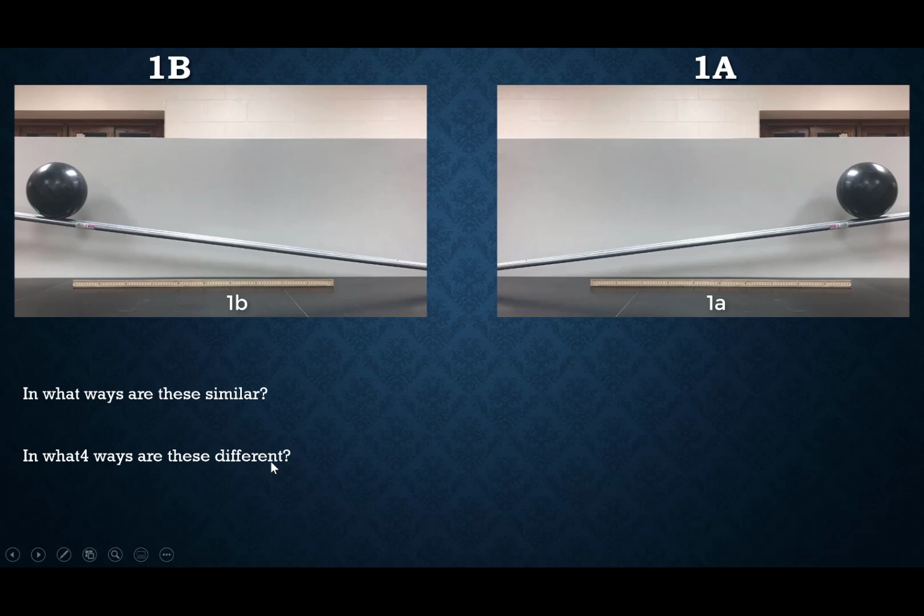How are these different? Only difference here is that B was moving to the left and A was moving to the right. That means that this one is moving in the negative direction and this one's moving in the positive direction.